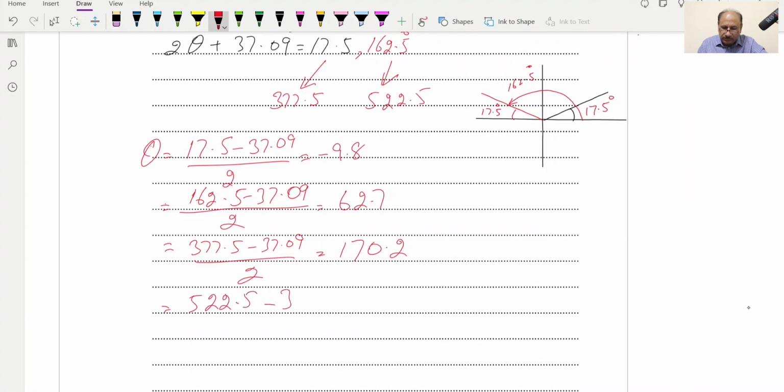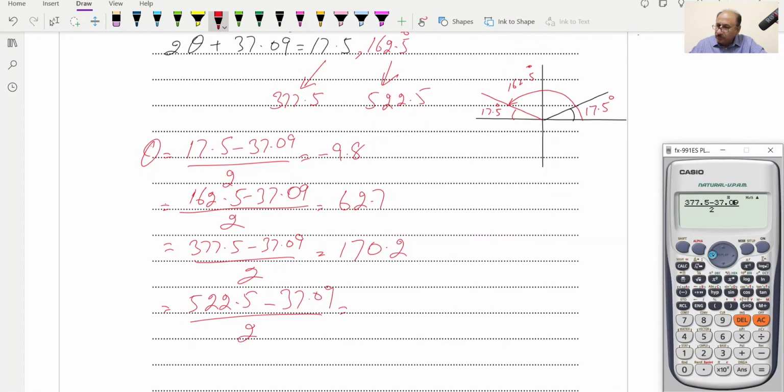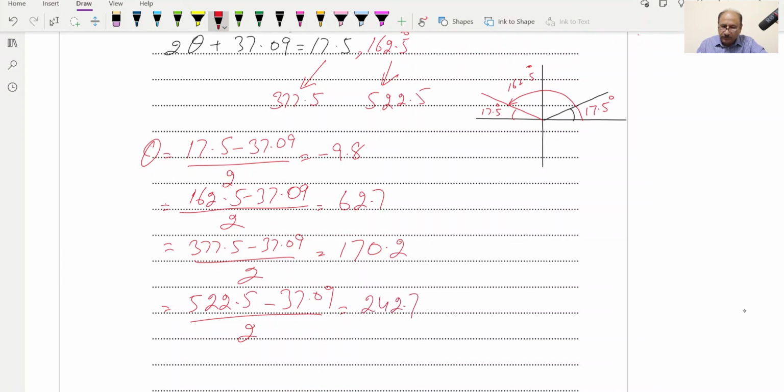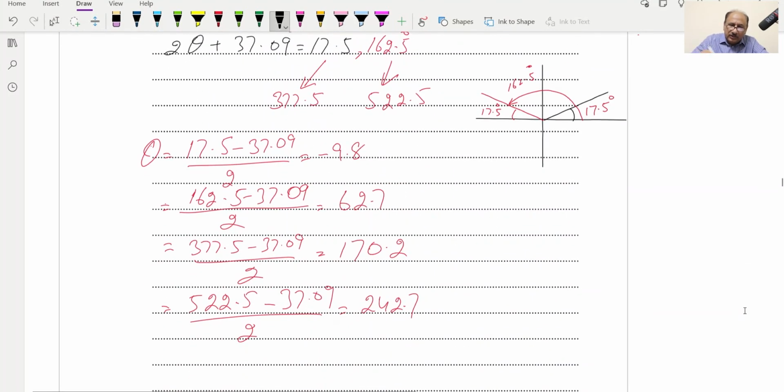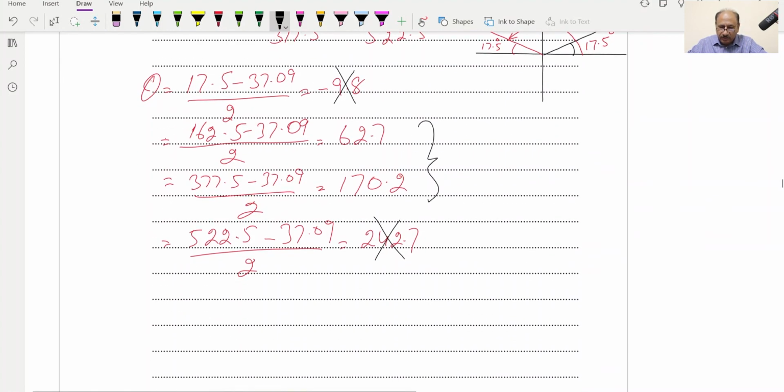522.5 minus 37.09 divided by 2, and this will be, again we can change this, 522.5, and this will be resulting to 242.7. Now we can check our range is from 0 to 180. So within 0 to 180 values we will be accepting, we will reject this. This is also more than 180, so these are the two values which will be our answer. So our answer will be this one and this one.